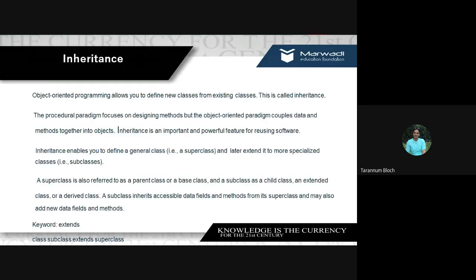Object-oriented programming allows you to define new classes from an existing class. This is called inheritance. Whereas in the procedural paradigm, we focus on designing methods. As we said, in a C program, we were focused on designing the functions. You were not much worried about coupling the data and the object's behavior together, fine? Inheritance is a very important and powerful feature for reusing software. As I said, code reusability.